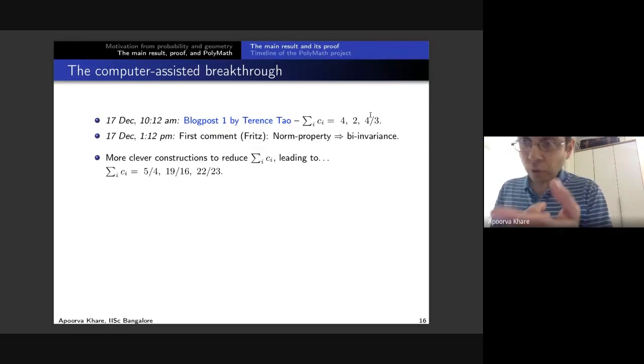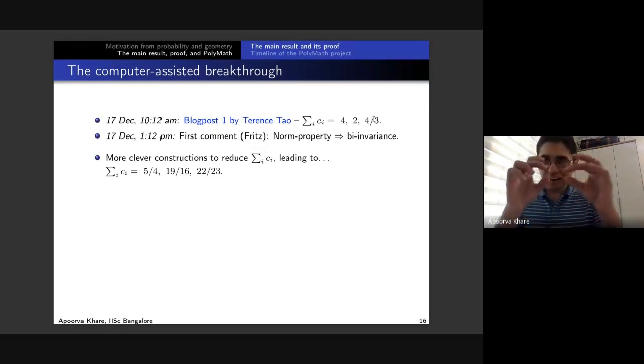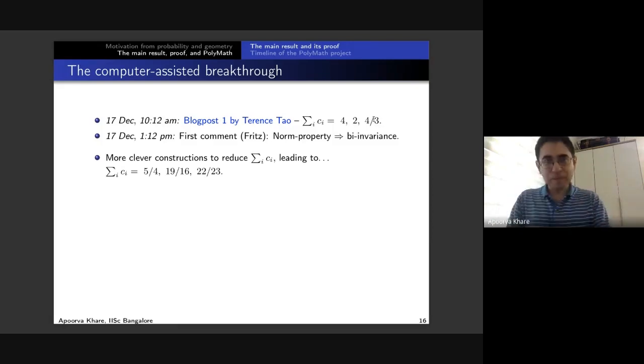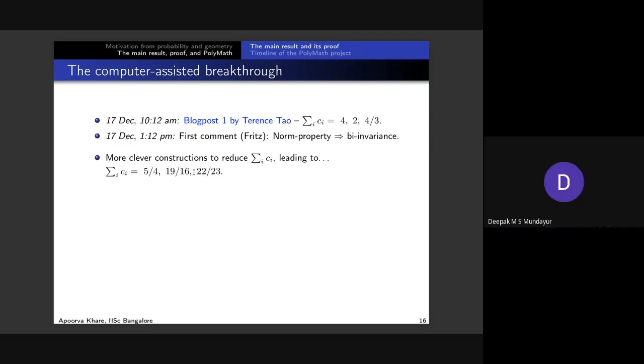Then I told you some clever constructions about writing the third power of the commutator and breaking it up into groups of three. Well, people then started doing more and more clever constructions to 5 over 4, 19 over 16. But you see already the increments get smaller and smaller. Right? This was an increment of 2. This is an increment of 2/3. This is an increment of 1/12. This is an increment of 1 over 16.